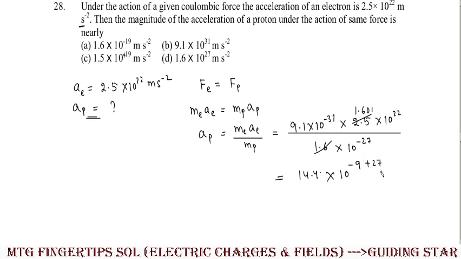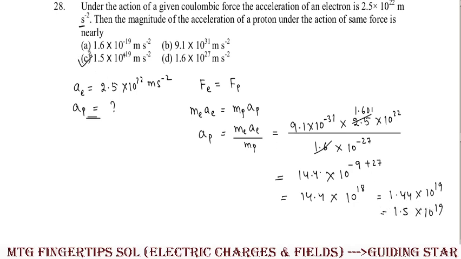So finally, we get 14.4 into 10 to the power 18. In single decimal, it will be 1.44, that means approximately 1.44 into 10 to the power 19. So 1.44, you can approximately take as 1.5 into 10 to the power 19.